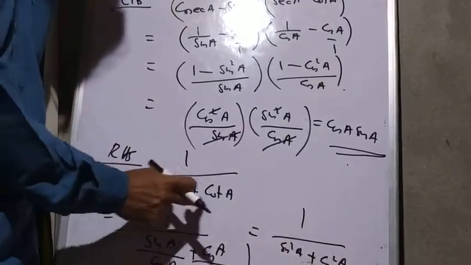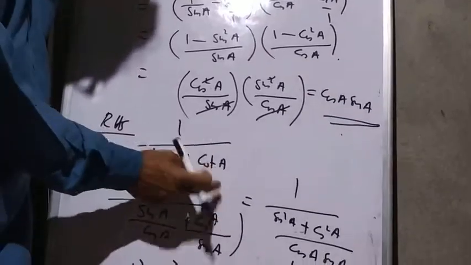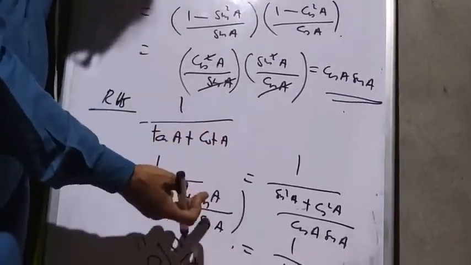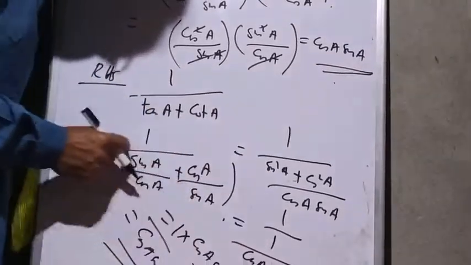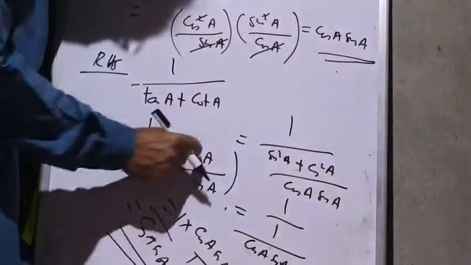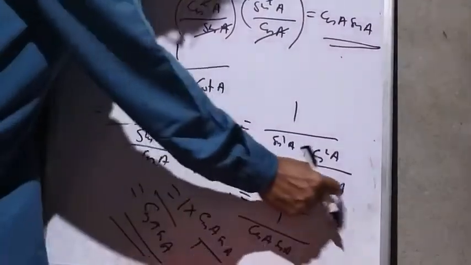1 divided by tan A plus cot A. For tan A we shall write here sin A divided by cos A. Cot is the reciprocal of tan, so we shall write here cos A divided by sin A. By cross multiplying, sin into sin is sin square A, cos into cos is cos square A, divided by the denominator, which is cos A into sin A.